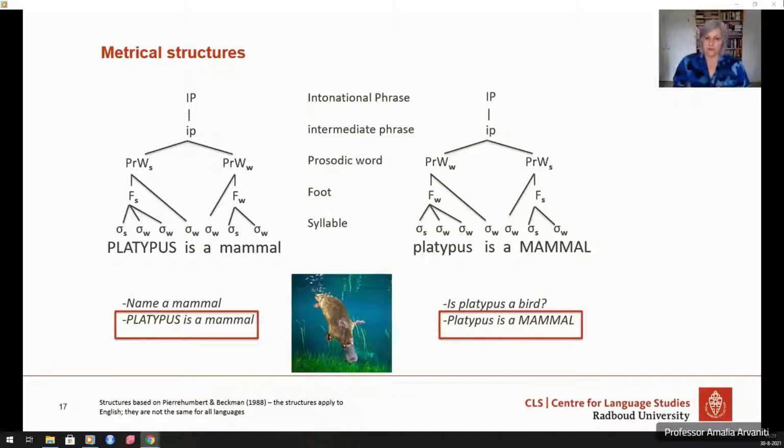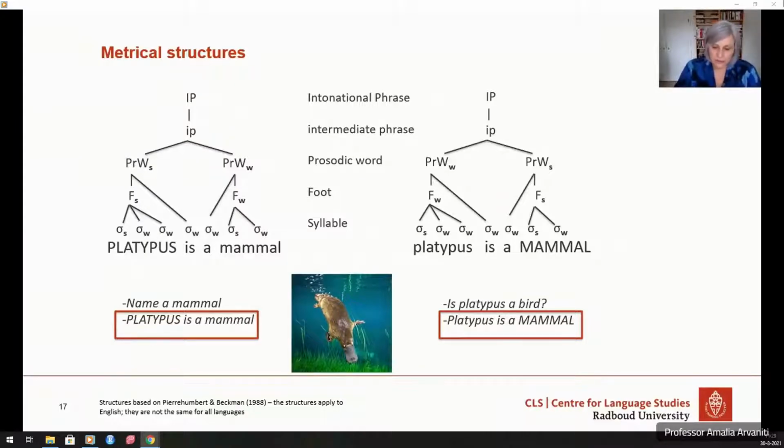Okay. So you can see that the tune changes where the focus of this utterance is. And this is indicated in the prosodic structure that you see above. So in both cases, we have a number of syllables, the Greek sigma, with little s and w's next to them to show which ones are weak and which ones are strong. These are grouped into feet. The feet are grouped into prosodic words, and in this particular case, we have just one intermediate phrase that is isomorphic with the intonational phrase.